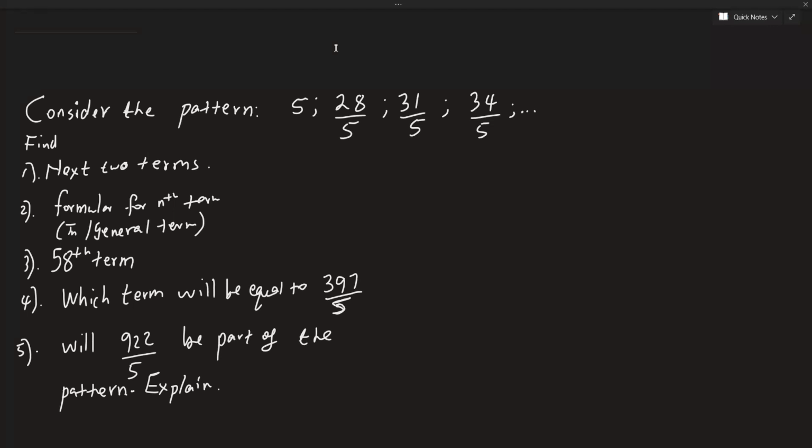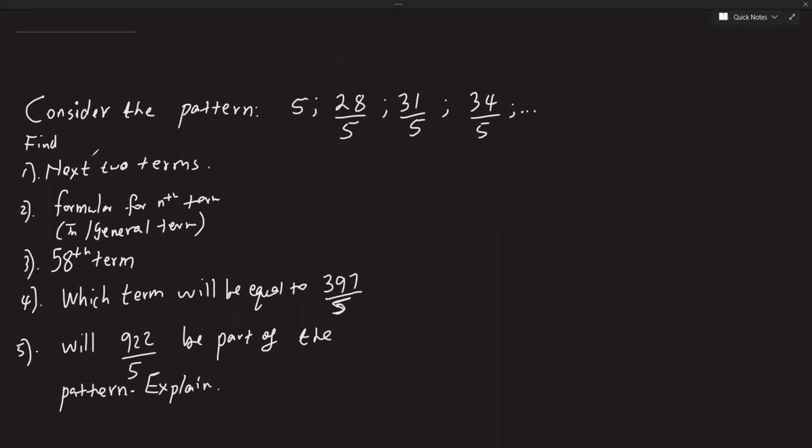In this question, we're going to be looking at number patterns. Okay, so without wasting time, let's get to it. They say consider the pattern 5, 28 over 5, 31 over 5, then 34 over 5, and so on, right?